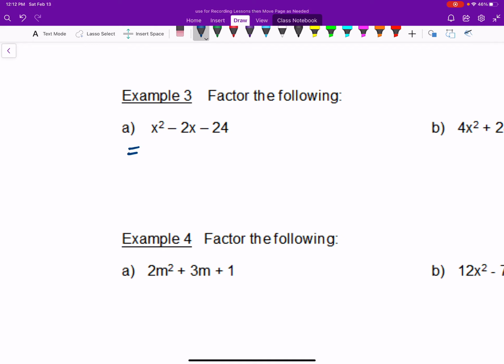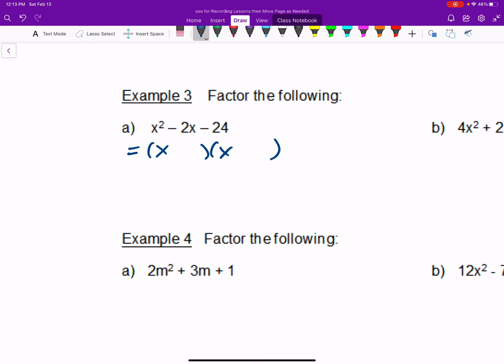So this is one where I just look to see, what's going to multiply to give 24 and add to give 2? So I know it's going to start with an x in each bracket, but factors of 24 are 24 times 1, 12 times 2, 8 times 3, 6 times 4. I think that's it. So I want to think about what's going to work.